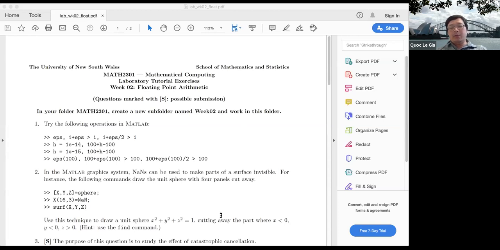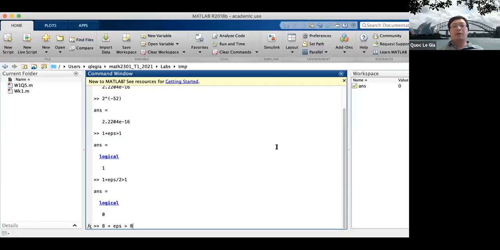Now I'm doing exactly the same thing, but for different numbers. So 8 plus epsilon, is it bigger than 8? I cannot see MATLAB. Okay, sorry. I forgot to share the MATLAB screen. Okay, so you can see my MATLAB screen, yeah?